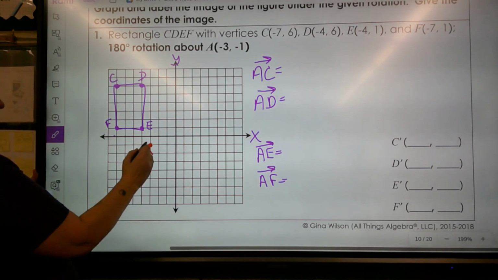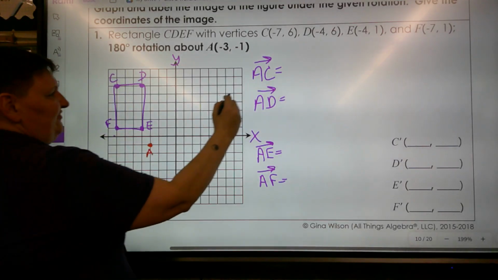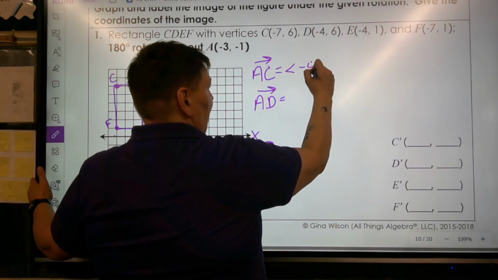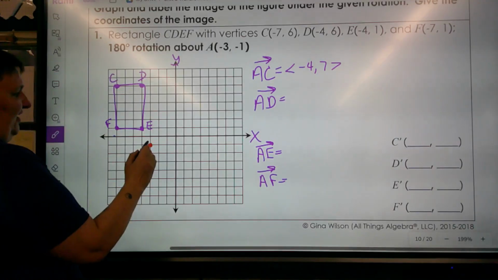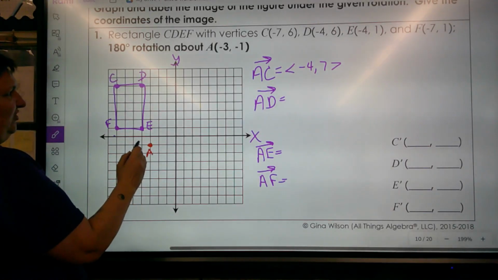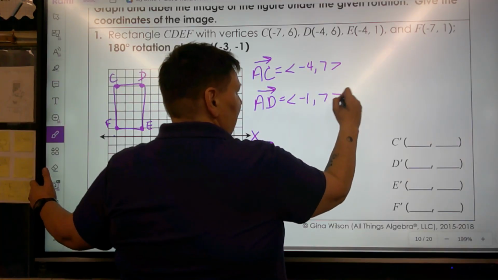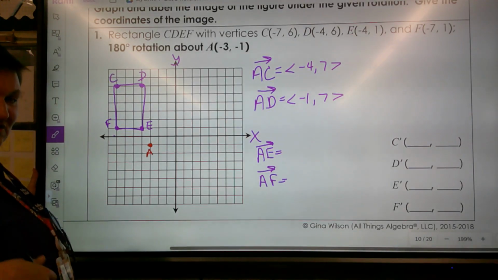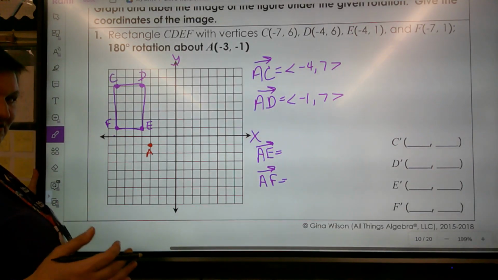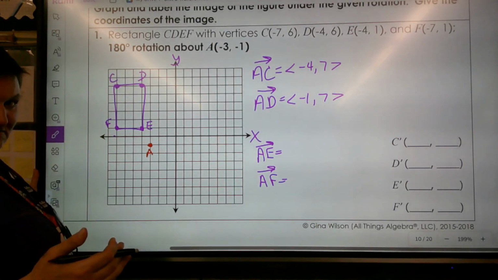So, A to C, I had to go left 4, up 7. A to D, left 1, up 7. If you think you can do it, pause it and try it, and then check your work after I finish it. That's what the videos are great for. Watch, pause, try, watch to check.